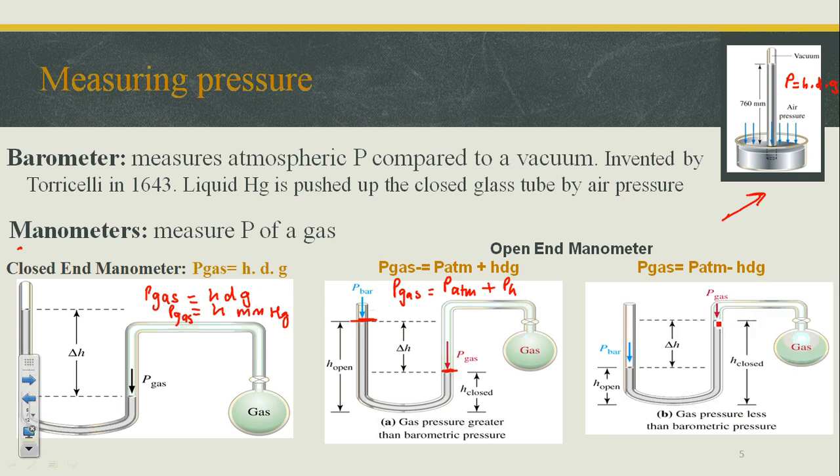And in this case, this is again an open-end manometer where the gas pressure is lower than the atmospheric pressure, and you know it because the arm in which gas is exerting the pressure has a higher level than the atmospheric pressure, and the gas pressure is given by atmospheric pressure minus the pressure due to this height difference of mercury.